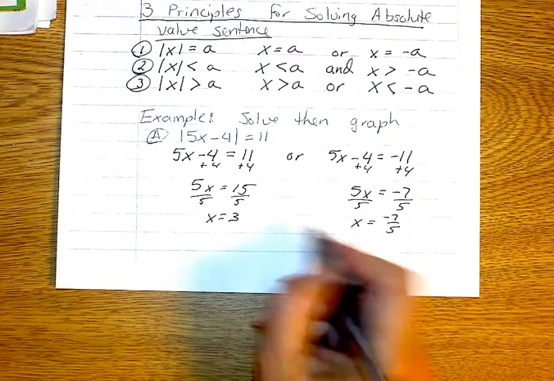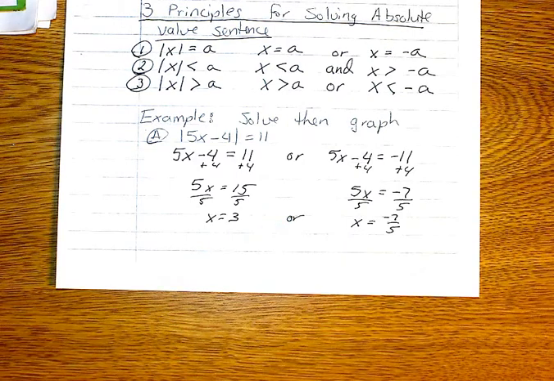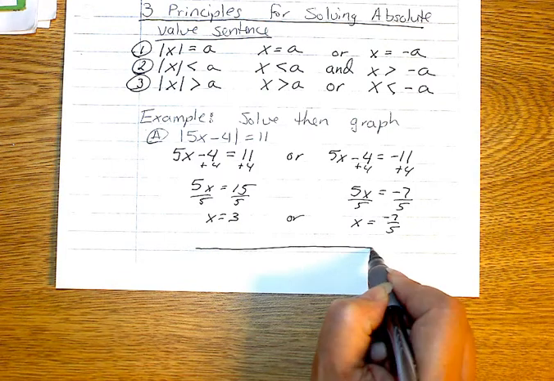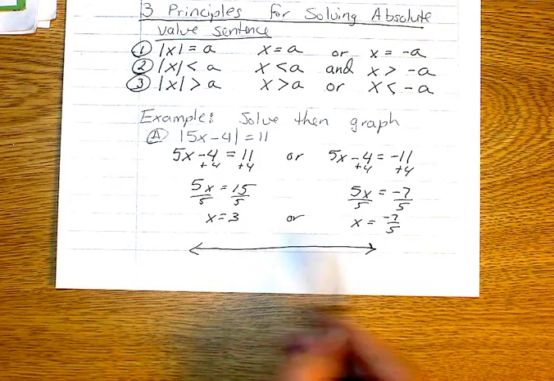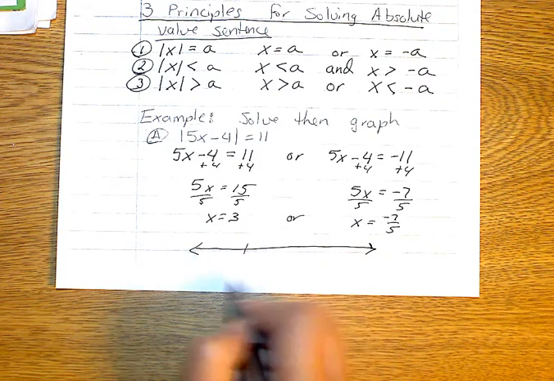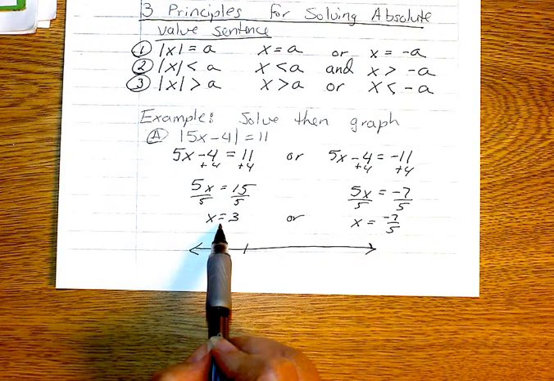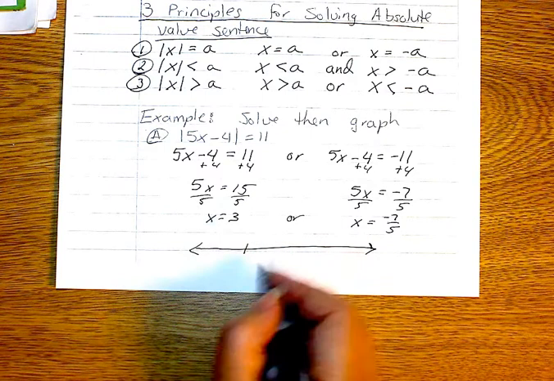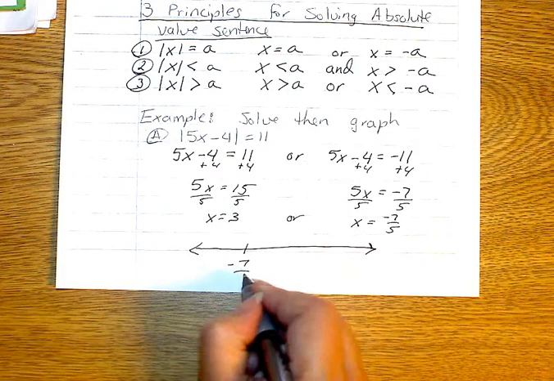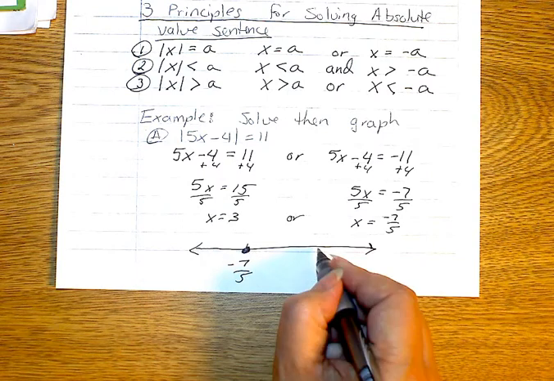We have to bring down that "or" because it's really important to make sure you bring down that "or," because when you graph it, it will be different. Because it's "or," it means that you're graphing both things. And because it's equal to, that means we have 2 points. So the first point is at negative 7/5, and the other point is at 3.